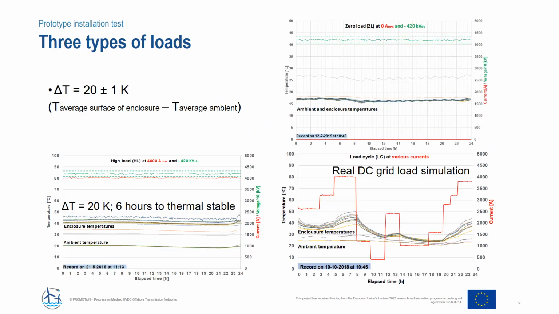So a bit more about the three load cycles now with measurement results. This is taken randomly, for example, measurements for 6 hours of temperature and current at high load, which is what you see on the left side, bottom graph. 4000 amps of current under 420 kV DC voltage.